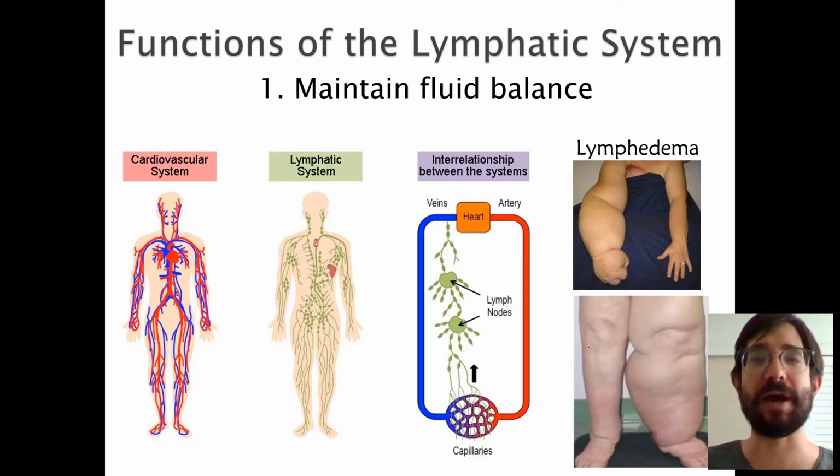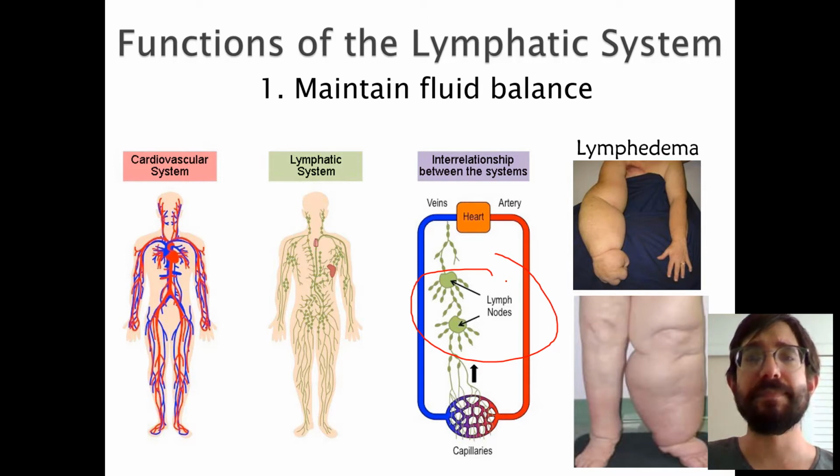So the lymphatic system's job is to suck up that remaining 3 liters of fluid and get it back into the blood. The problem is that fluid has now been circulating around your tissues and could have picked up who knows what, a virus or a bacterium or whatever. So before it goes back into your blood, it will stop by some lymph nodes to be filtered. So maintaining fluid balance is one of the functions of the lymphatic system.